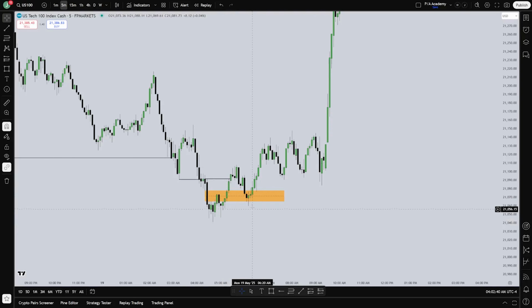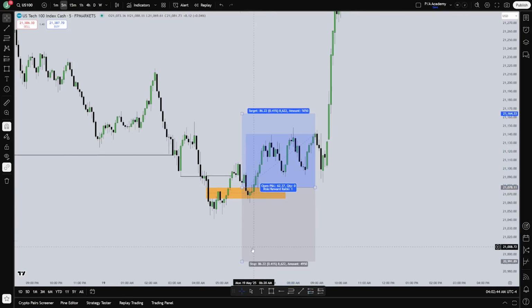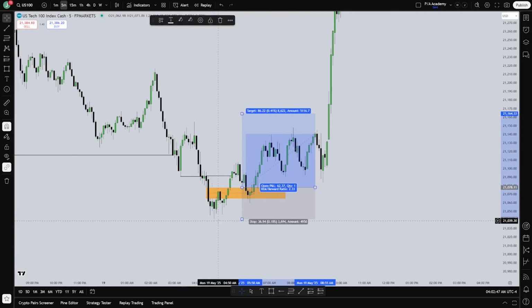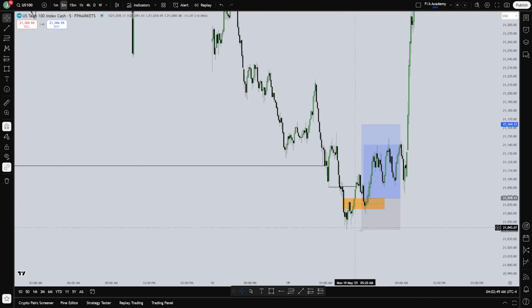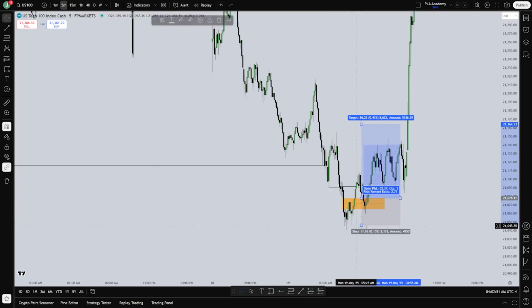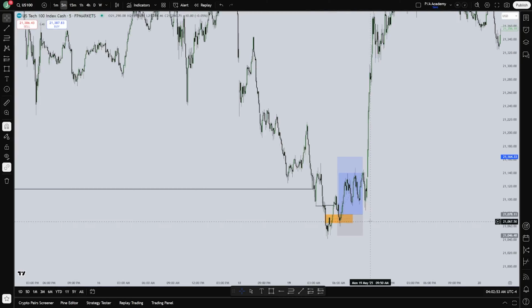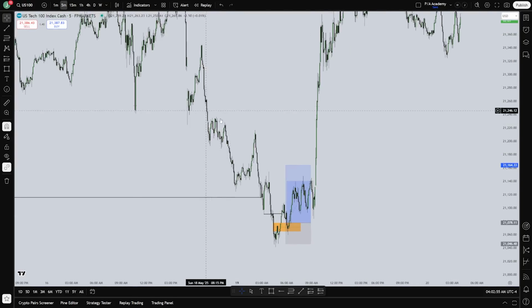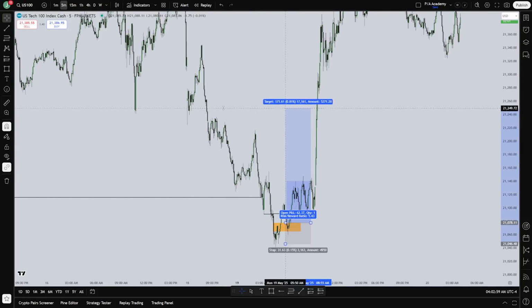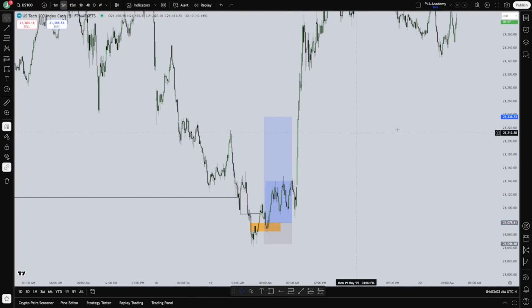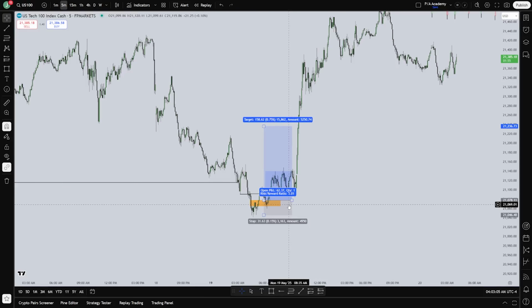Break above. Right there, enter your long. Stop at the low. You could also put it at this low as well. It's really not too big of a difference. Target buy side. And what's above this buy side? This inefficiency. So that's a pretty high probability target, and that's it. You're done with that trade.